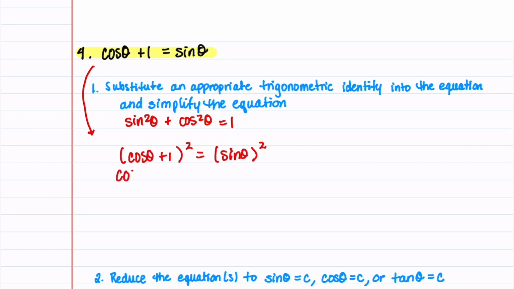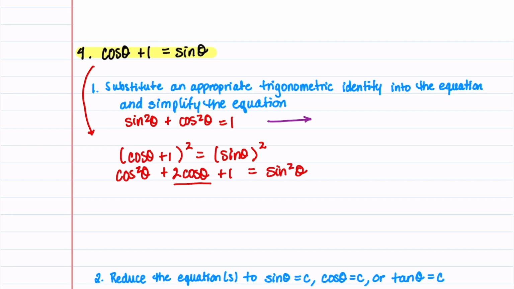Multiplying this out, we're going to get cosine squared theta plus 2 cosine theta plus 1 on our left, and then on our right, we have sine squared theta. We can plug in for cosine squared or sine squared, but notice that we have a cosine term. So we want to switch the sine squared to cosine squared. Let's do that up here.